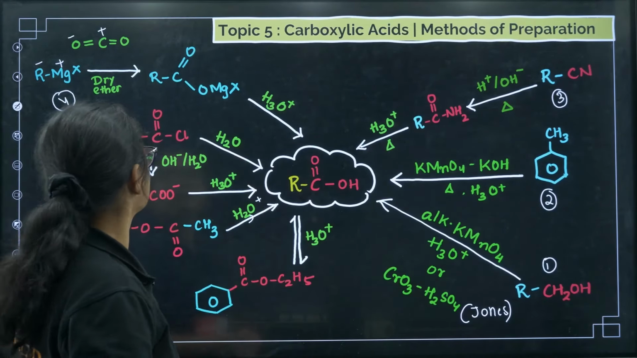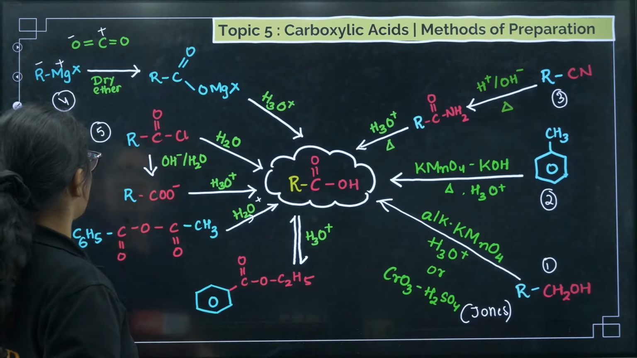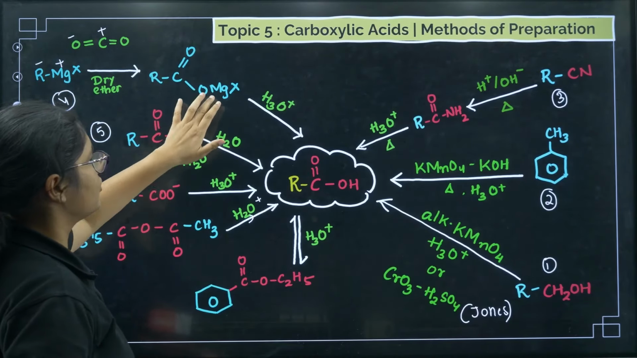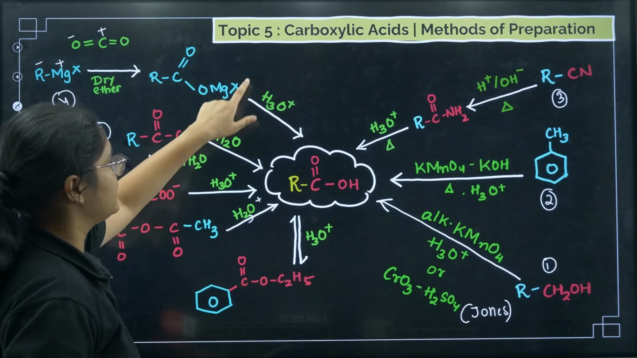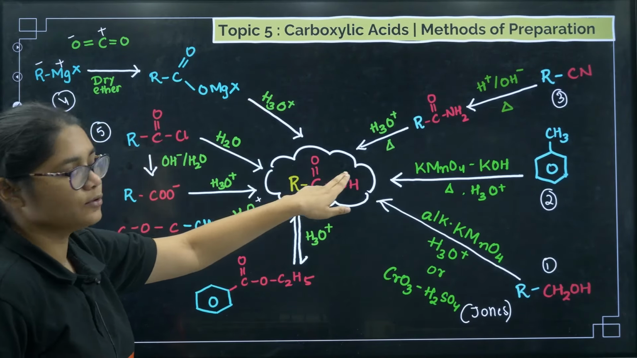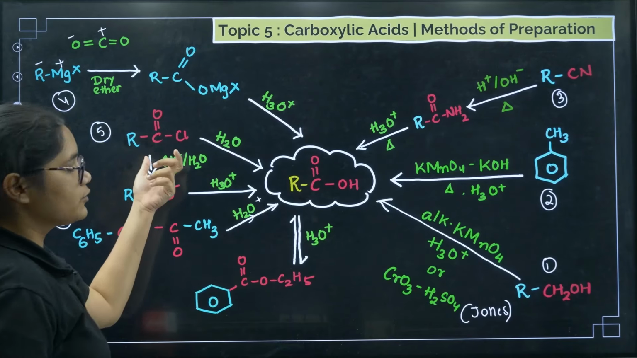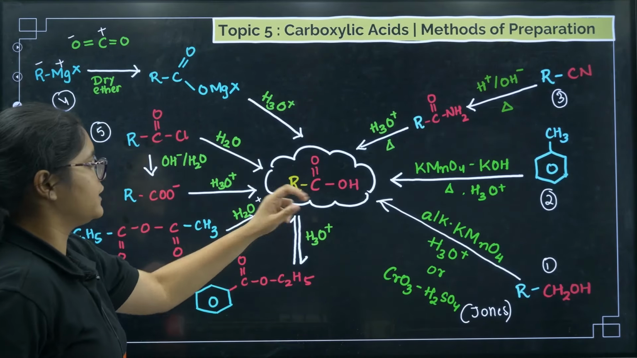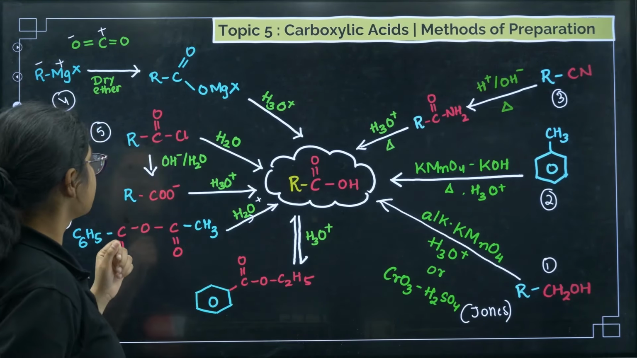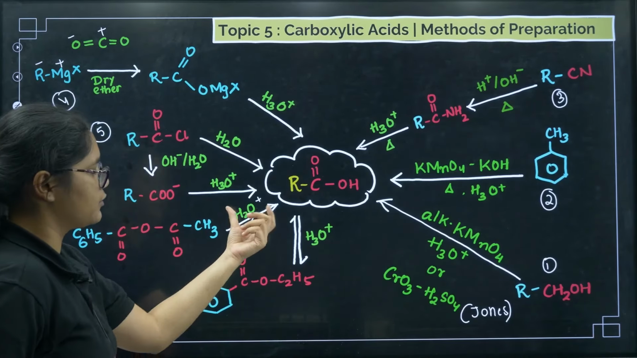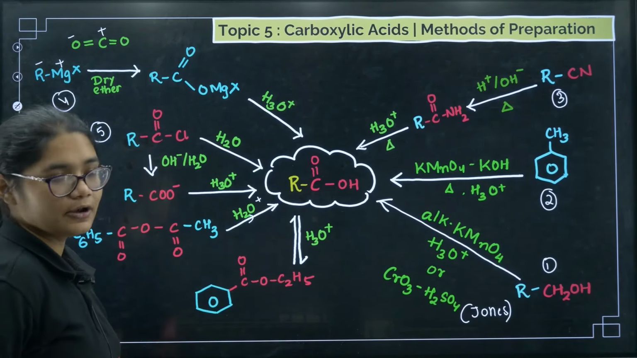Okay, third one. Next, fourth one is your RMgX. With carbon dioxide you will get RC=O MgX, and then if you heat with H3O+ you will get RCOOH. Next, fifth one, with acyl chloride, if you treat it with water you will get this one. Then with esters, if they undergo hydrolysis, you will get back your acids, right?